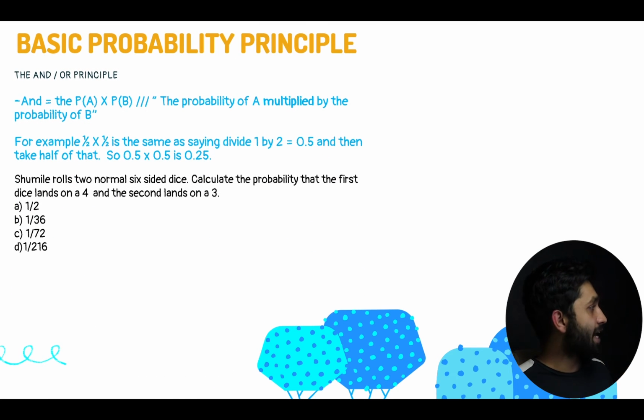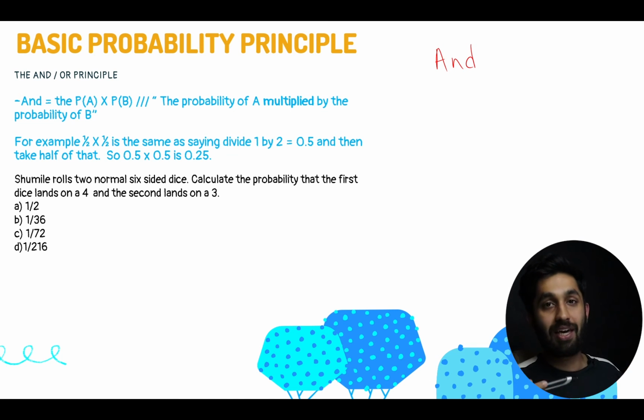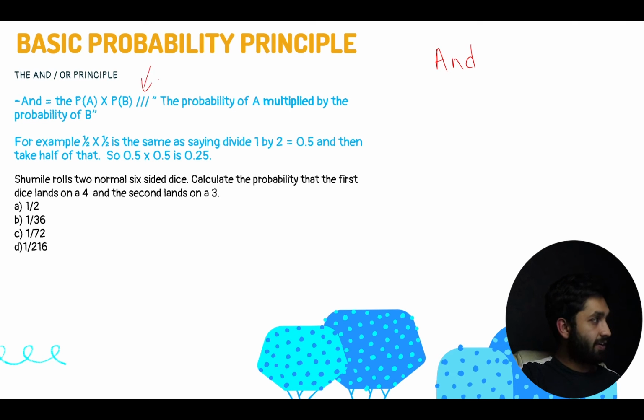Okay, so the and or principle. Let's just focus on and for now. So what does the word and actually mean? Basically, it's saying the probability of more than one event happening and both of them going in your favor. Basically, this is what this sentence here is trying to explain. So the probability of A multiplied by the probability of B. So both events happening, both events going in our favor.